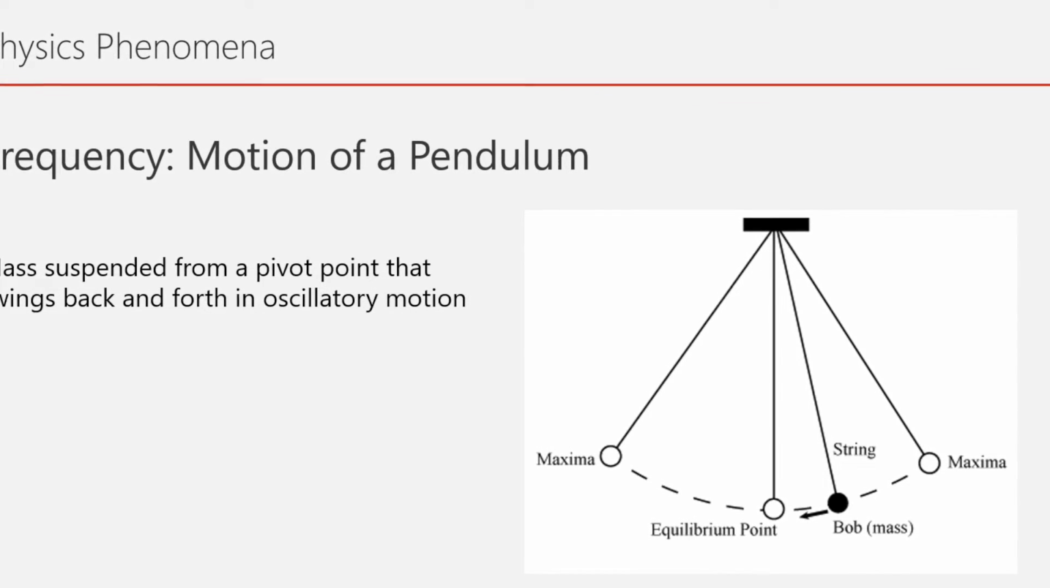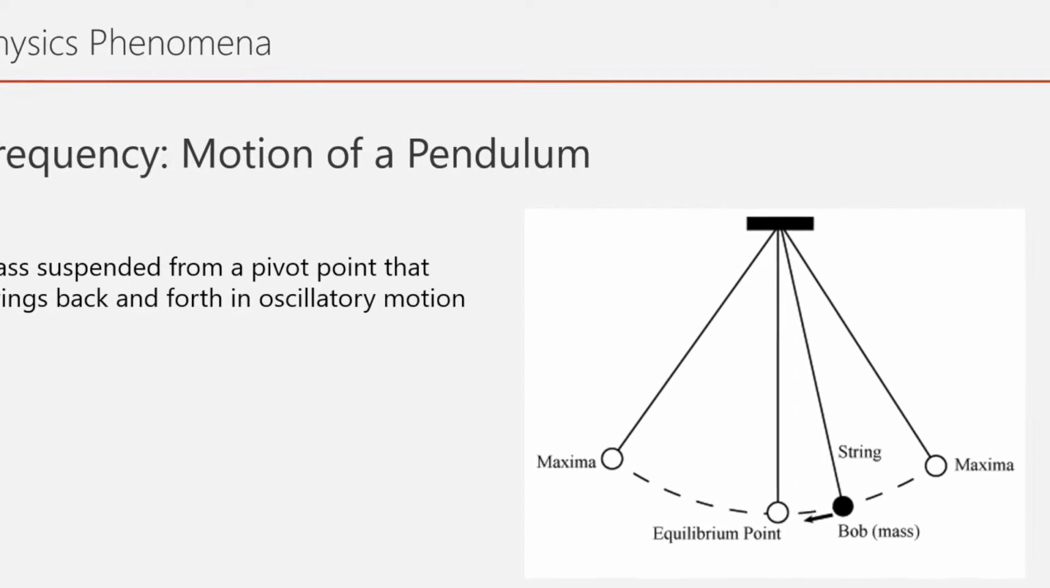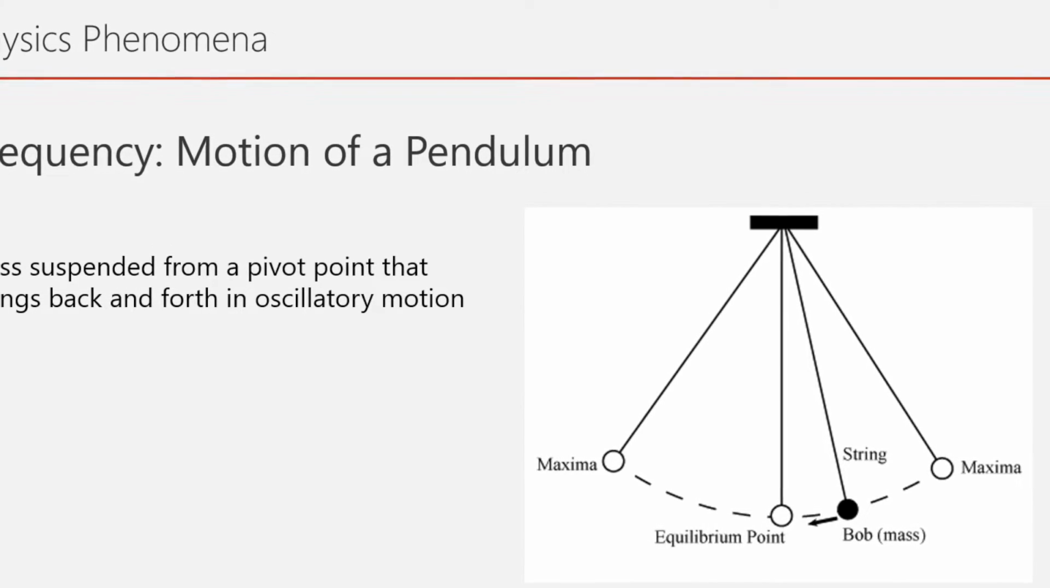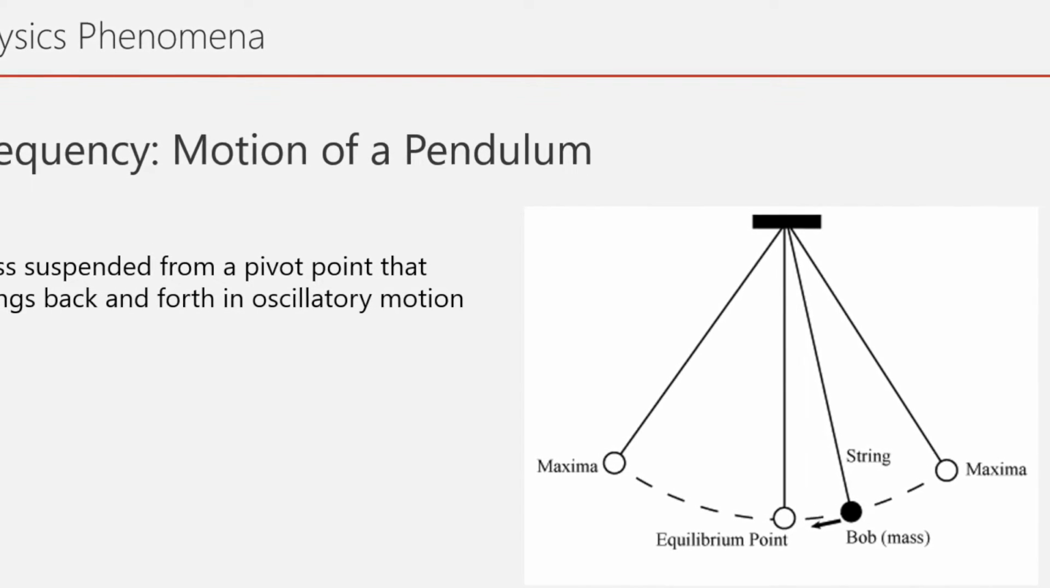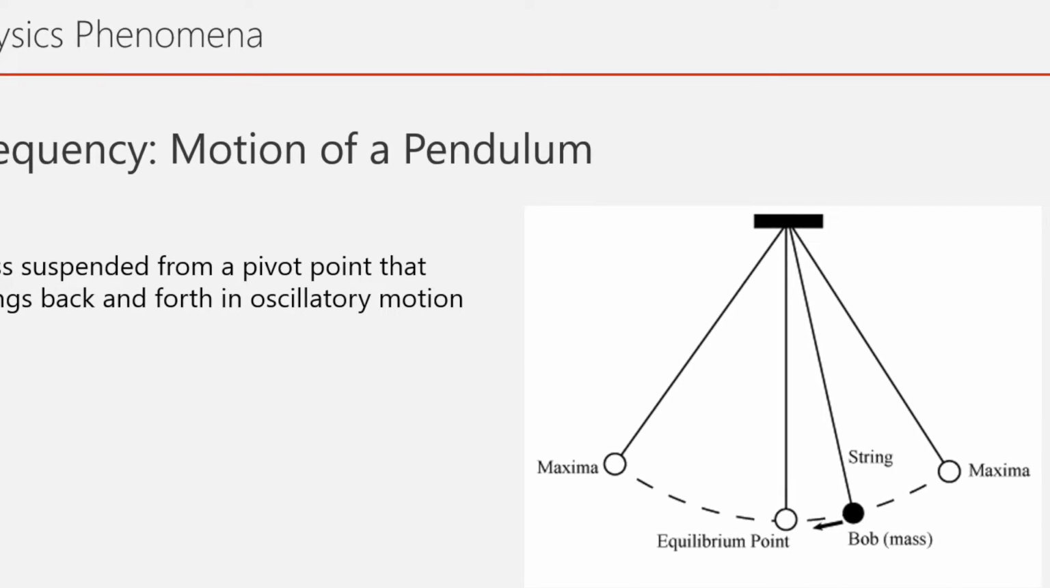The distance from the equilibrium position to the maxima is called amplitude. Period is the time required to complete one oscillation, and frequency is the number of oscillations completed in 1 second. We have decided to focus on the frequency aspect of a pendulum for our project.